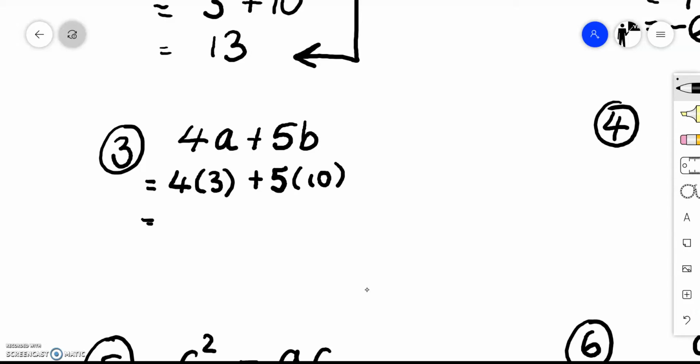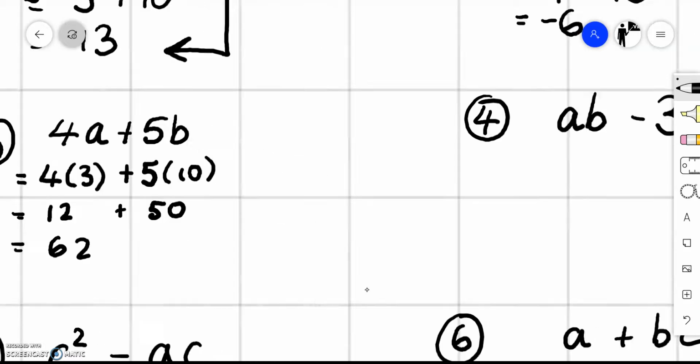And here, hopefully you can see it's quite clear what we have to do. We need to write down what is 4 lots of 3. We need to write down what is 5 lots of 10. And we're adding these two values together. And that's going to give us 62. Once again, do you see the detail in the working here? We don't just jump straight from the question to the answer. We show all of our steps.